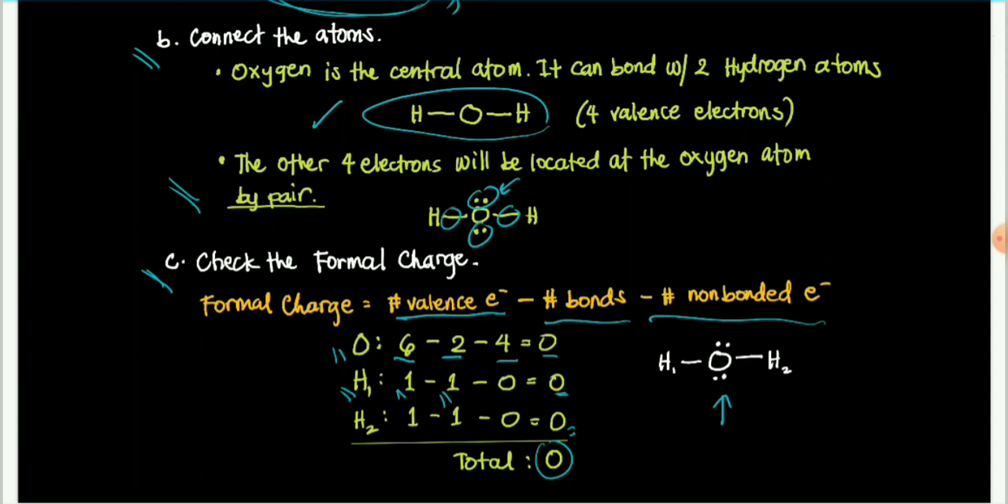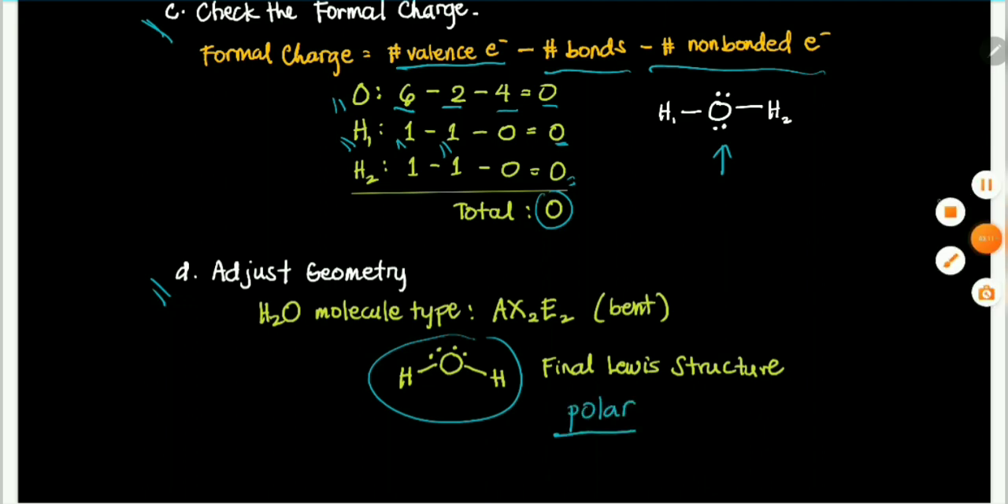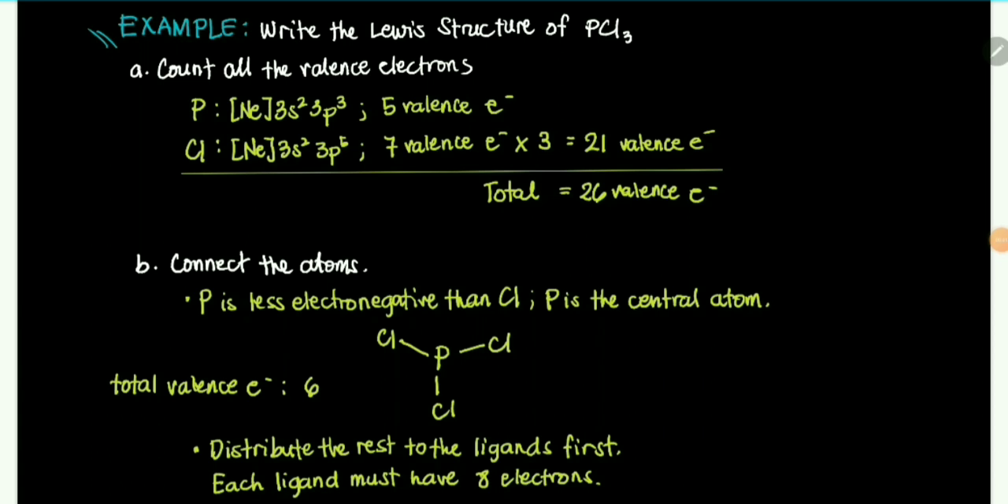0 ang charge. Okay? So, finally, adjust natin yung geometry. Since ang ating water ay may dalawang lone pair and dalawang bonding pair, that's AX2E2. So, the molecular geometry is bent. So, this is the final Lewis structure of your water molecule. Okay? So, makikita natin dito na since bent siya and meron siya mga polar bonds, yung mga OH bonds, water is also polar. Okay? So, next example, write the Lewis structure of PCl3.